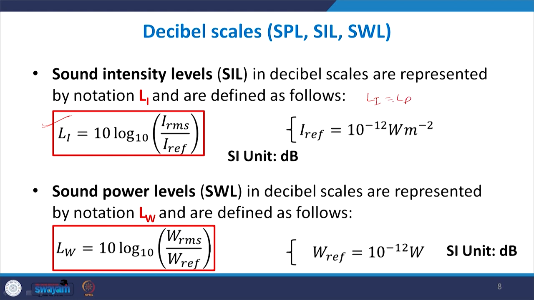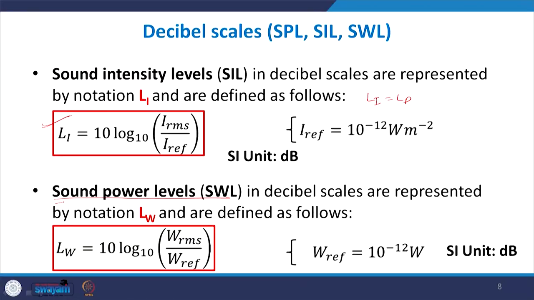Then we have another quantity called sound power level. Sound intensity level and pressure level are used to measure what the sound is at a particular location. Then we have a quantity used to measure the source which is generating the sound, and that is called the sound power level. As you recall, sound power is independent of the space, it only depends on the source.